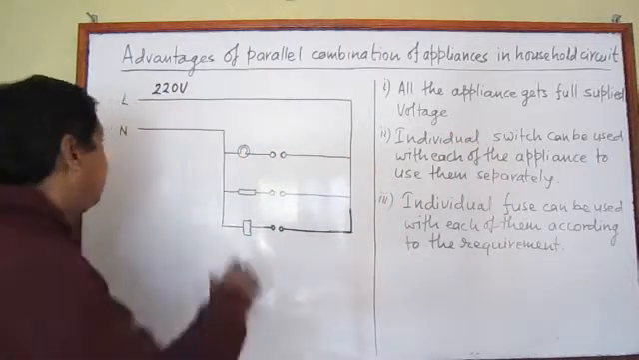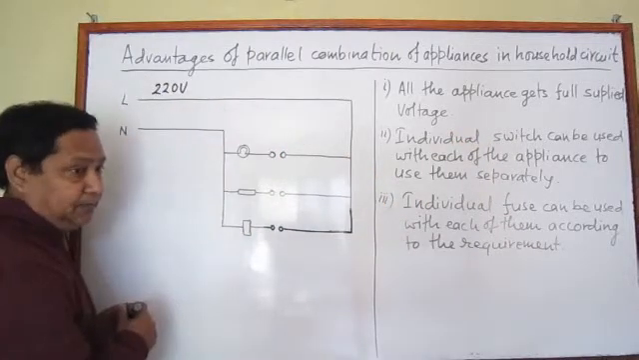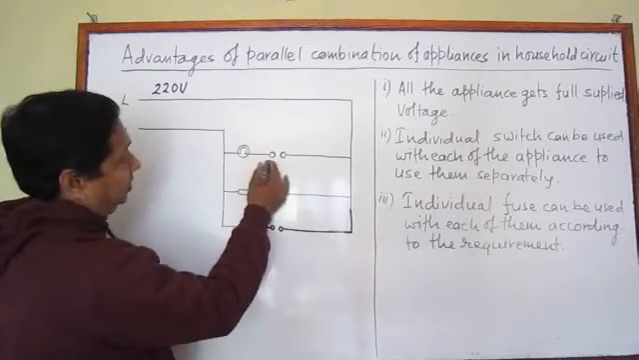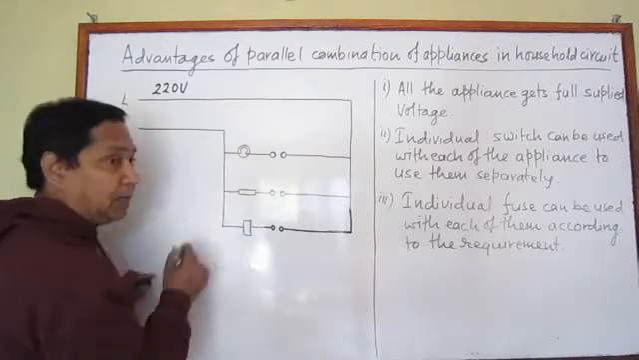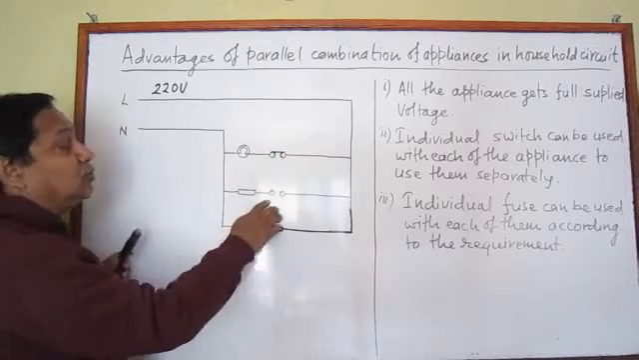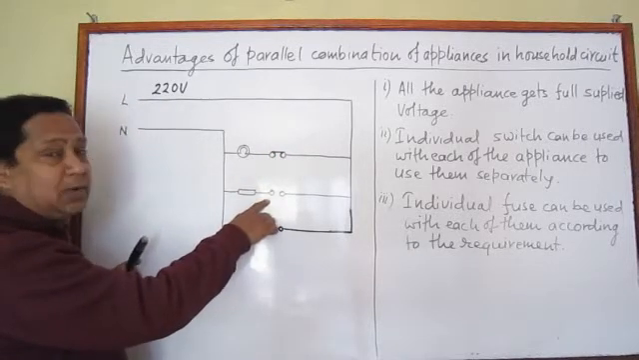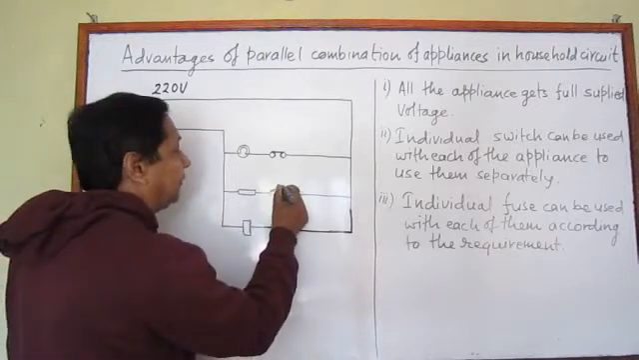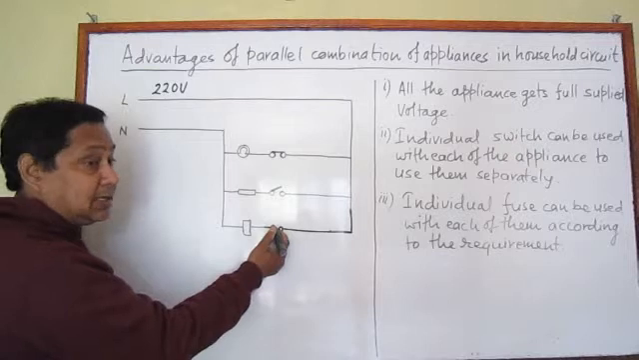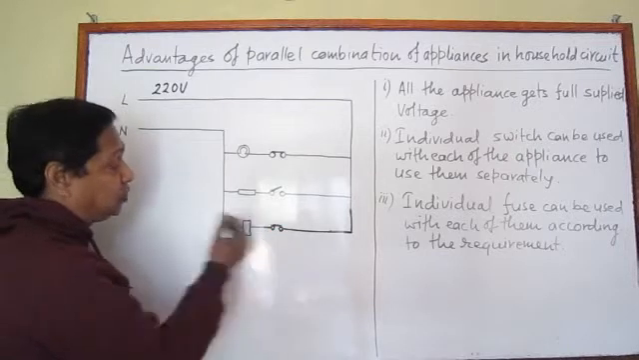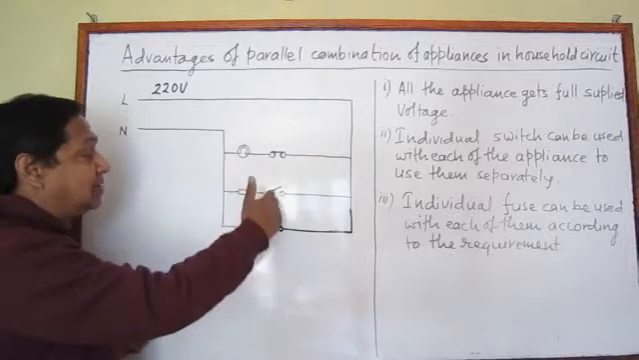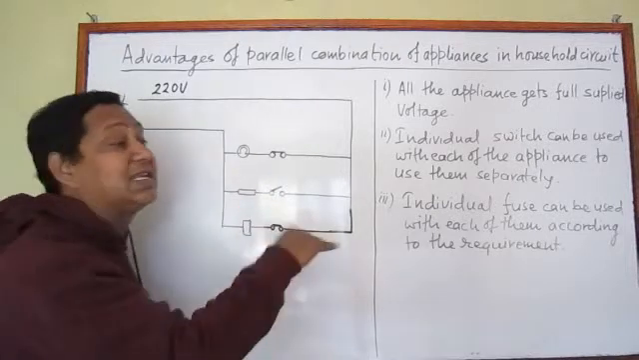Now next, because of this parallel connection, individual switches can be used with each of them. For example, here, if I want to use this bulb now, then I put the switch on. But I don't want to switch on the tube light, then I put the switch off. If I want a heater at this time, I want to get heat energy from the heater, then I put the switch on. This way, according to what I want, I can use each and every appliance individually.